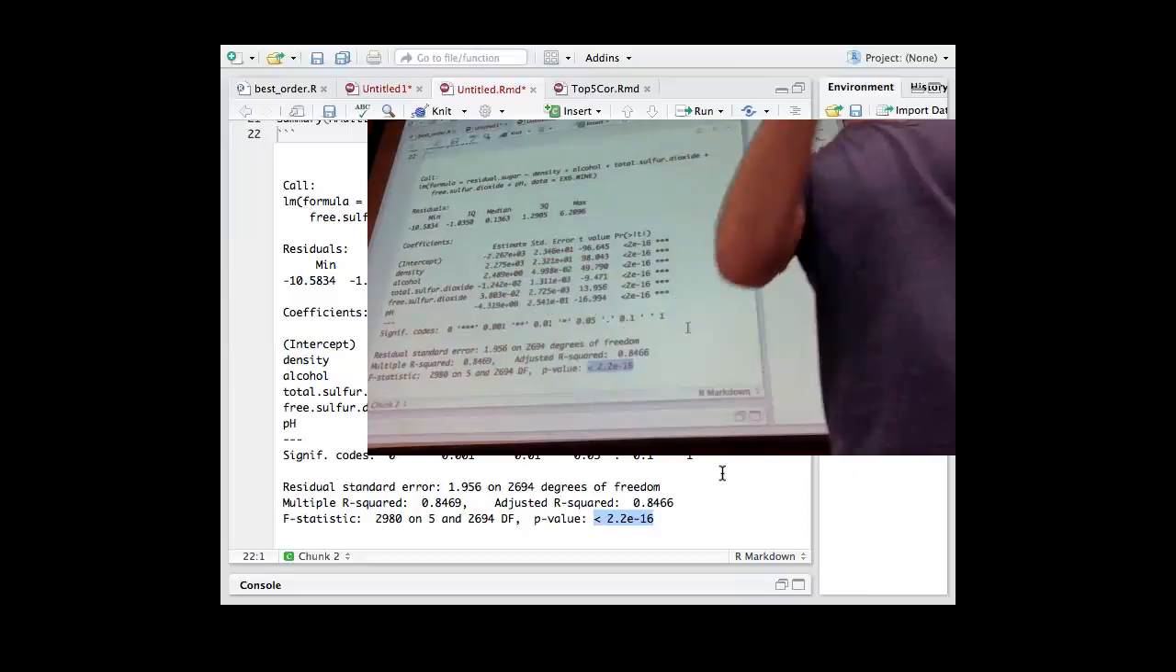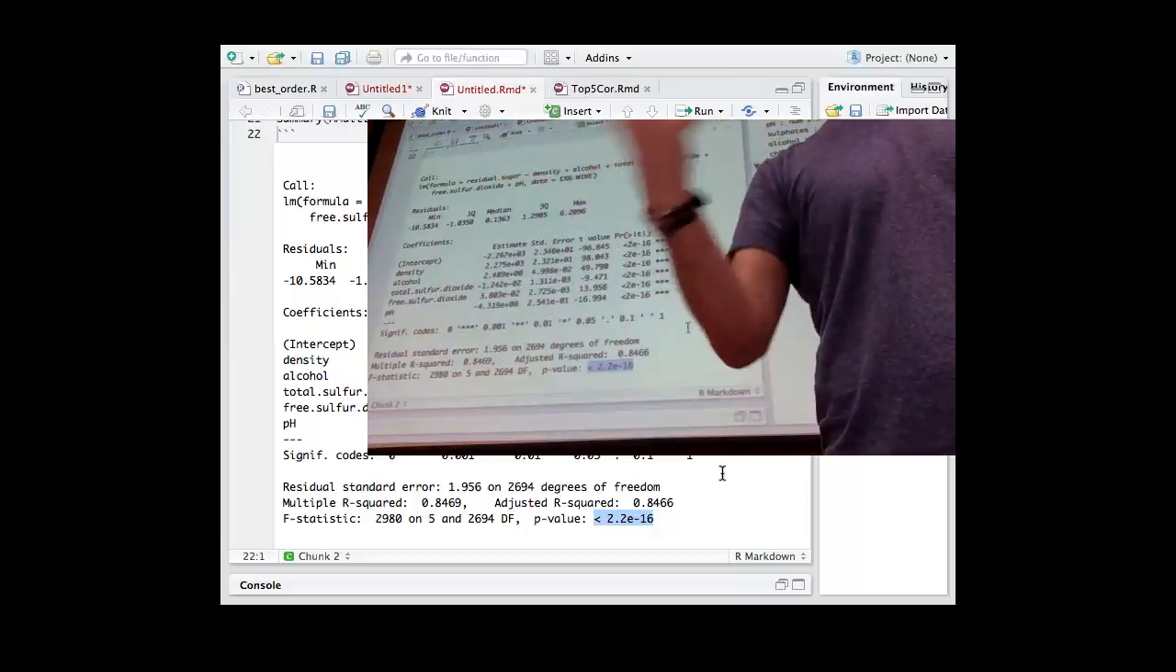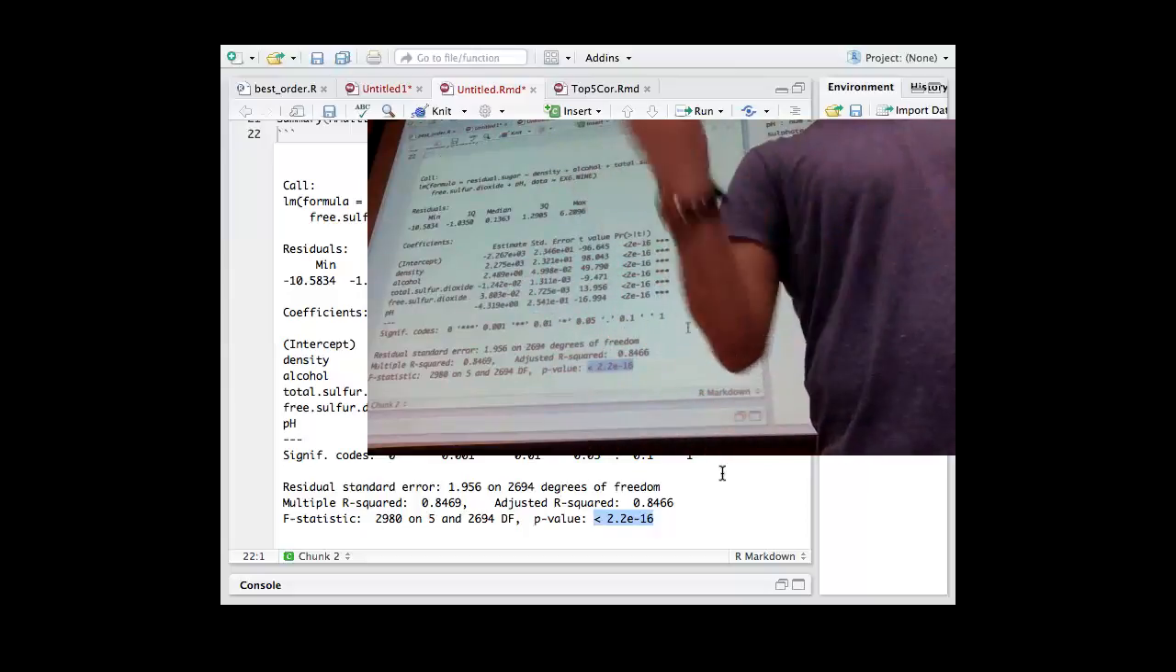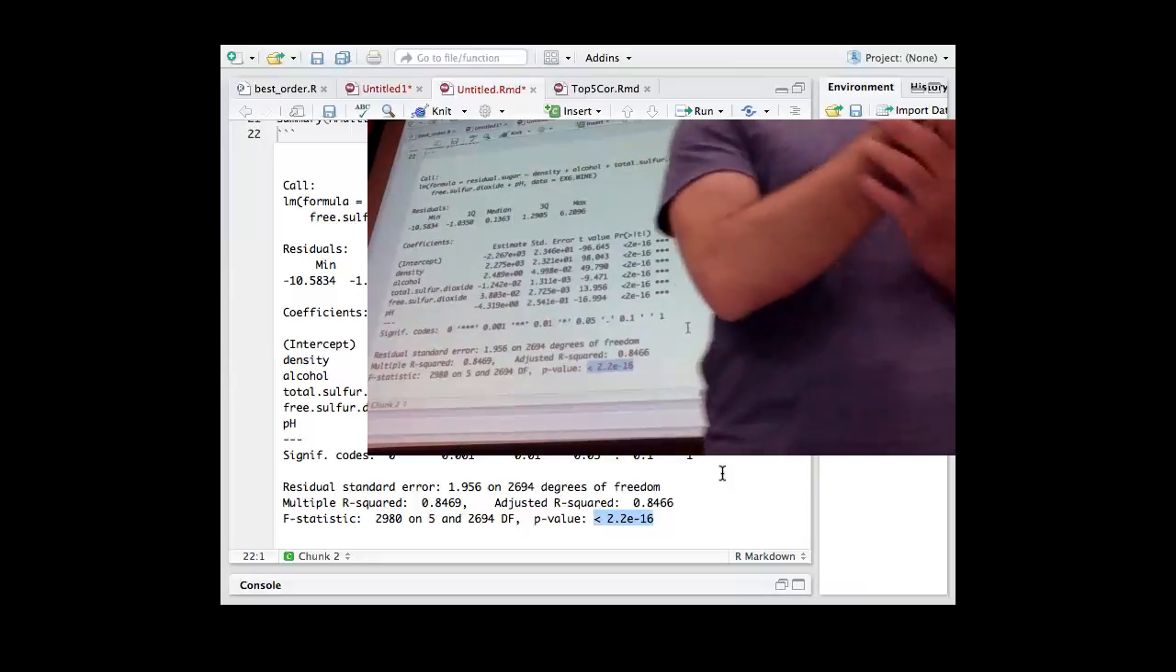And as the F gets bigger, the p-value gets smaller, because it's less likely that you would explain a whole bunch due to random chance. Explaining a lot due to random chance is not likely because it's random chance. Question?